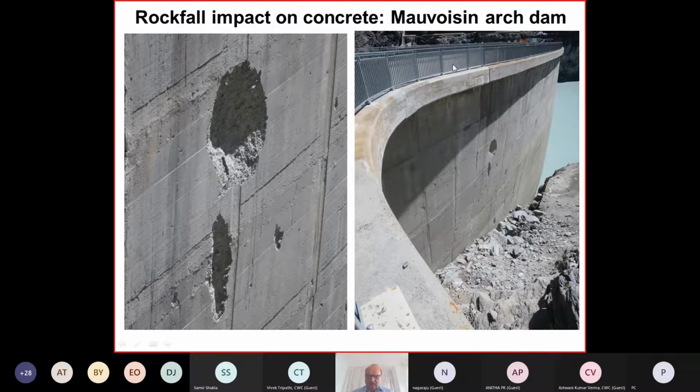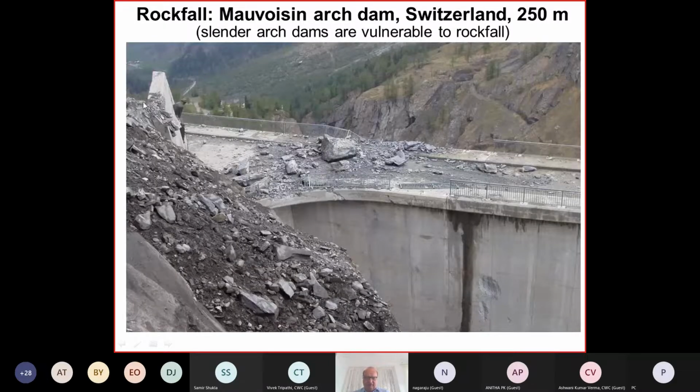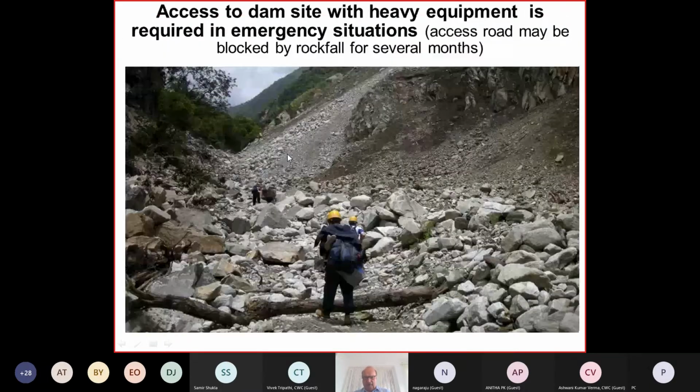Locally, it will cause cracks and everything, and it may even penetrate, as we have seen here. This retaining wall cannot stop these blocks. I must say it is not reinforced concrete. It's just a plain concrete wall.